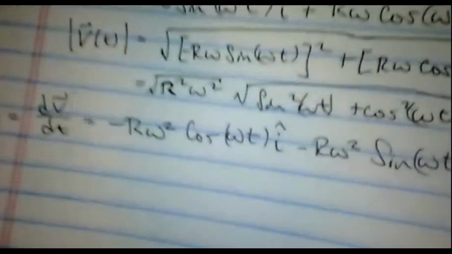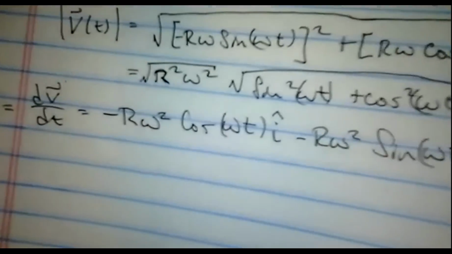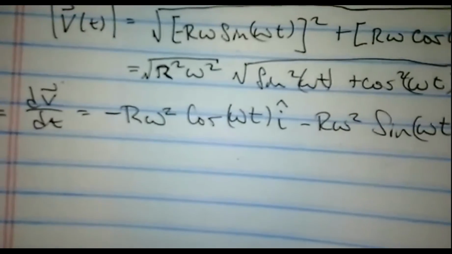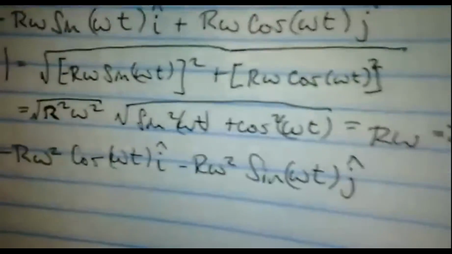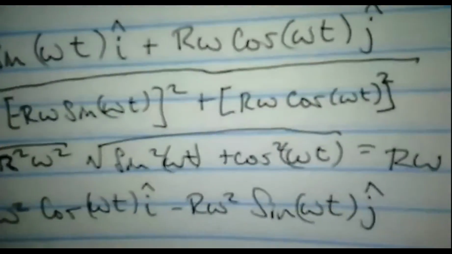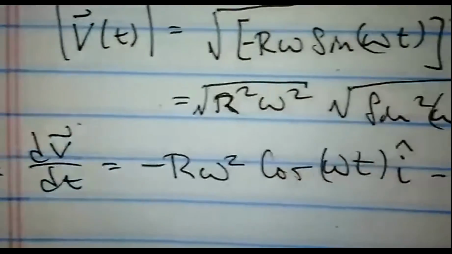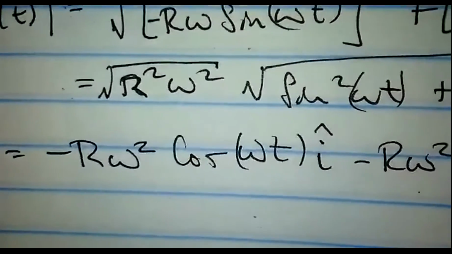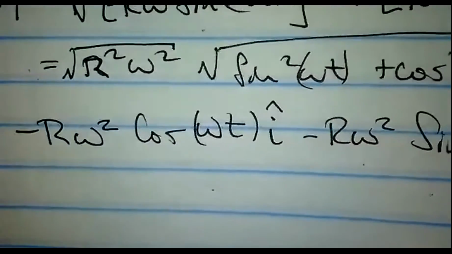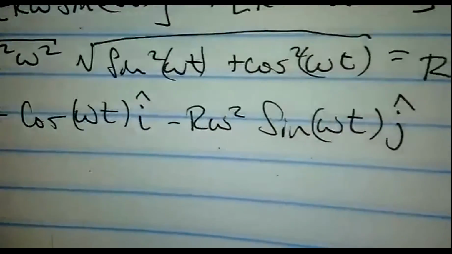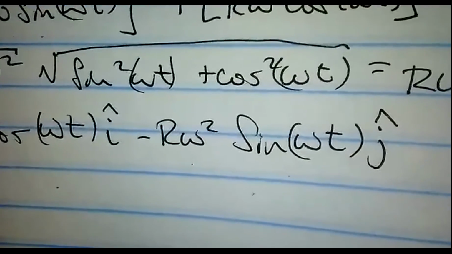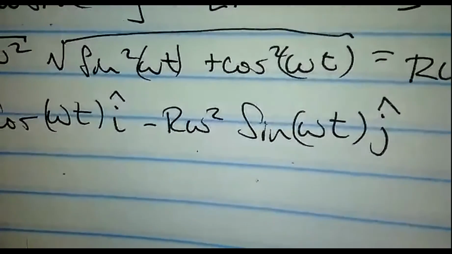Okay, hopefully everybody got the same thing I did. There's your x component. There's your y component. So a is dv dt. The x component is negative r omega squared cosine omega t i hat. And then minus r omega squared sine omega t j hat.